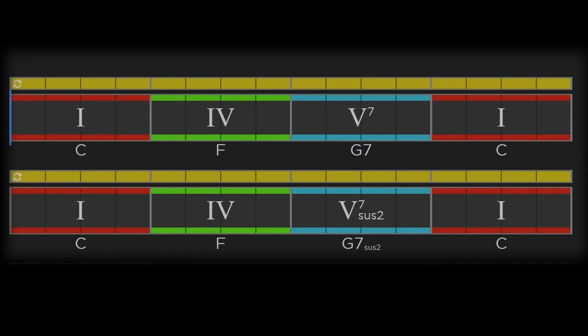In the first example, I'll demonstrate the 7sus2 chord in its most widely used position as the 5 chord, heard before the 1 tonic chord. This is how you would typically use standard dominant 7th chords, and as such is a good starting point for 7sus2 chords. Listen to the difference between them here.